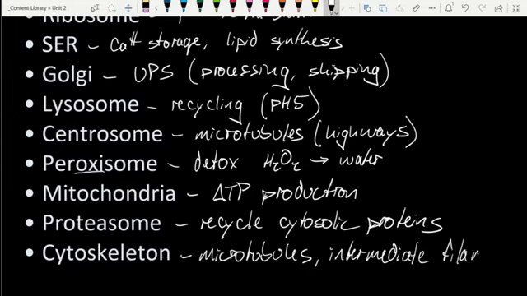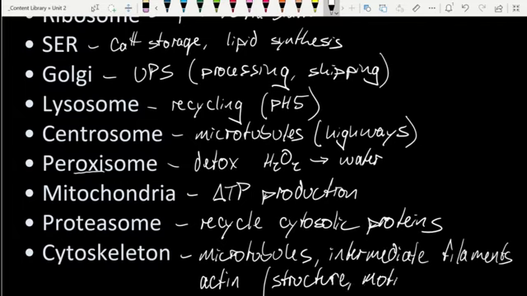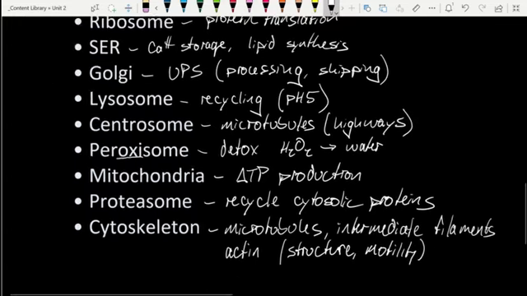Mitochondria, of course, this is the powerhouse of the cell. So all of the cellular energy in the form of ATP is not all of it, but a significant majority of it is produced here. Proteasome, this is in the cytosol of the cell. Its job is to recycle cytosolic proteins. So it destroys them, breaks them down into individual amino acids that I can then use to make a different protein.